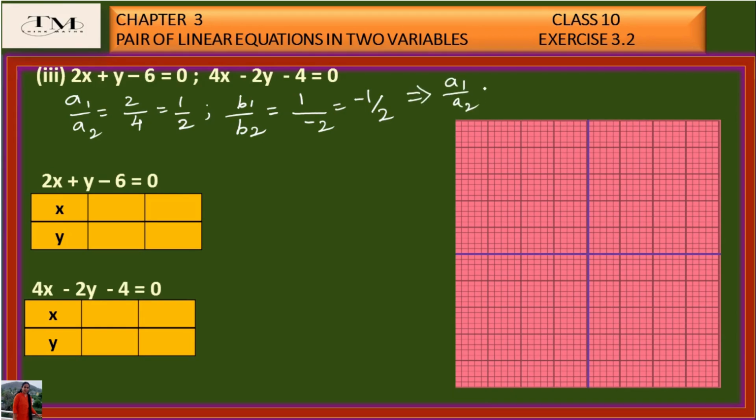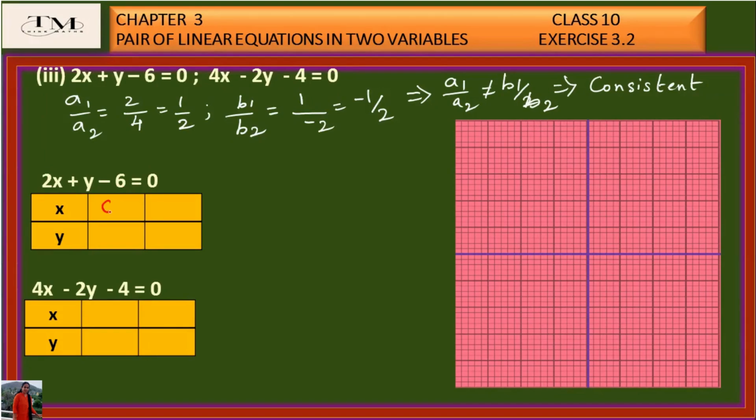If both are not equal, we can say that the solution is consistent. That is, the linear pair of equations is consistent. So we get a unique solution. So let us substitute the values for this. For the first equation, 2x plus y minus 6 equal to 0.